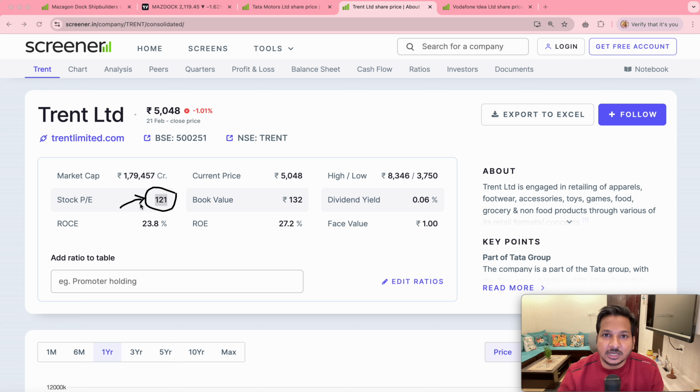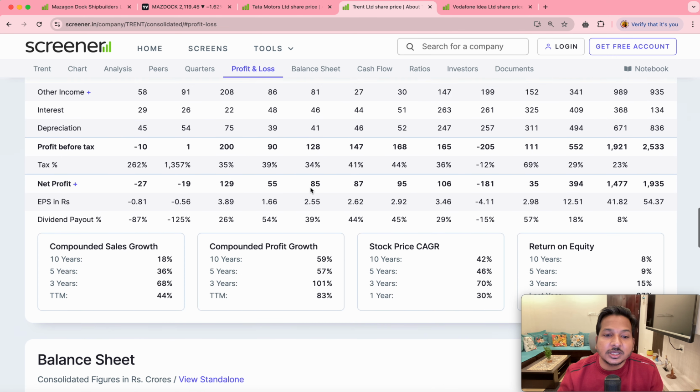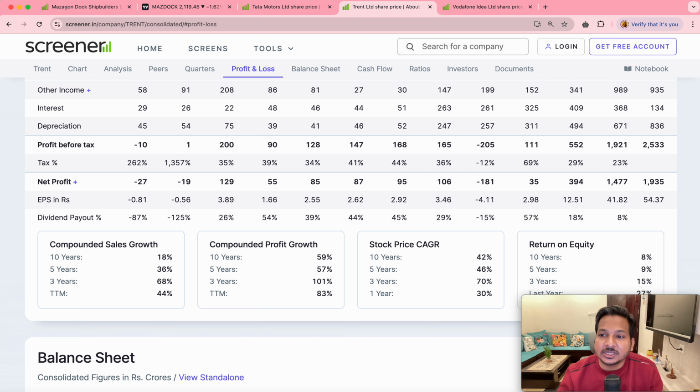So as per our model, where the PEG ratio should be less than 1, the growth rate should be at least 120%. At least 120% growth rate should be there. Now if you go to profit and loss, you will see the growth rate is 83%. Here you see the last 3 year profit growth is 101%, and in the last 12 months, trailing 12 months, 83% profit growth was there. You can imagine when the stock was at 8,000, the PE ratio would have been 180, and you are doing profit growth of 83%. So the PE ratio has to come down. That is the reason your stock corrected from 8,000 to 5,000.